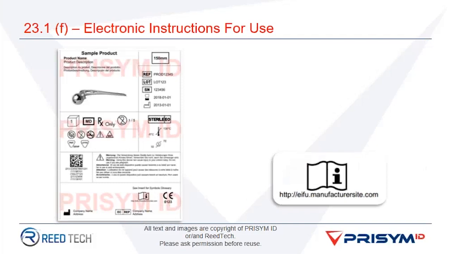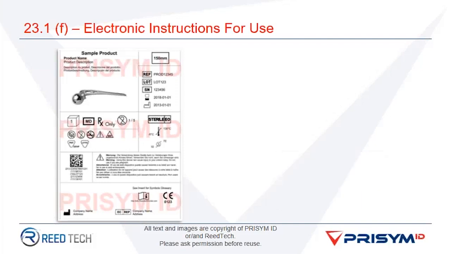It's not stipulated in the regulation, but it may also be worth considering including an AIDC link to the EIFU, particularly if your end users will be using an electronic reader as part of their typical use of the device. This can be done with a QR barcode or the likes, which are commonly used already for this type of information.